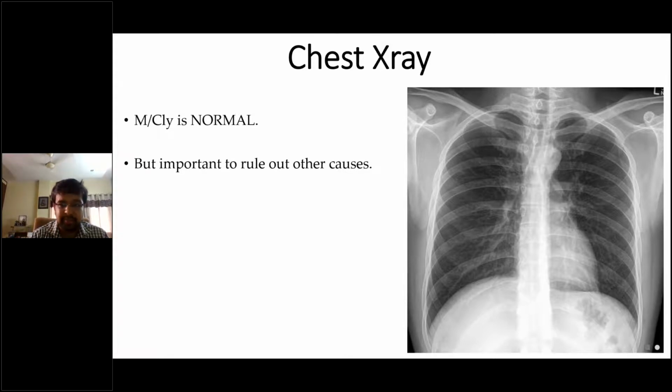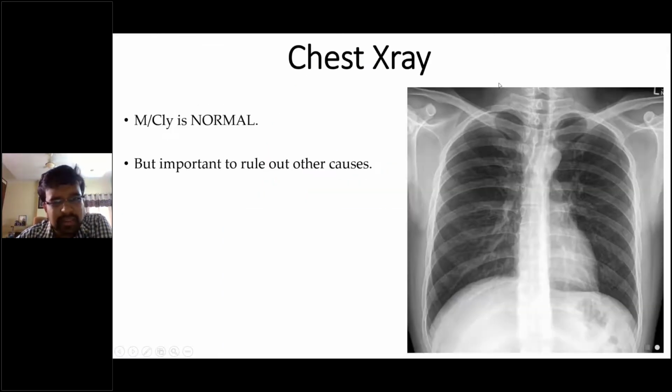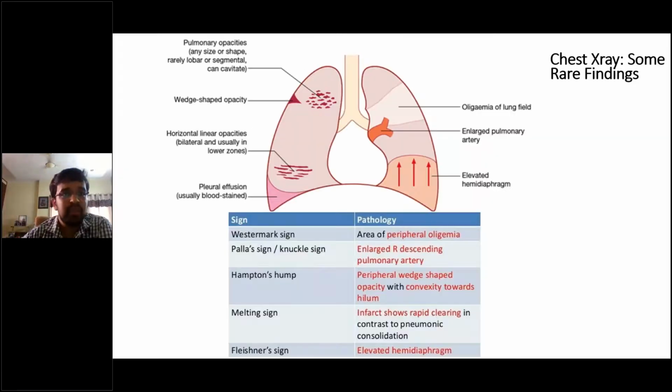But theoretically, there are some related findings in a chest X-ray which can be seen in pulmonary embolism. For the sake of completion, I've included this table. For example, there is oligemia of the lung field, known as the Westermark sign. There is enlarged pulmonary artery, known as the Palla sign. There can be wedge-shaped opacity present, known as the Hampton's hump. The diaphragm can be elevated, known as the Fleischner sign. Very rarely, there can be a blood-stained pleural effusion present. So these are rare findings on the chest X-ray. But essentially, you have to remember the X-ray would be normal in pulmonary embolism.